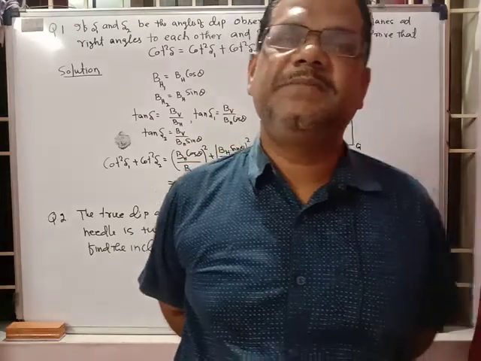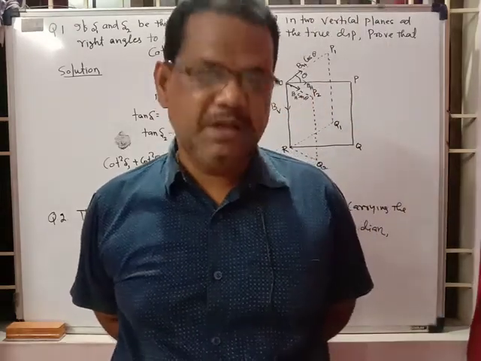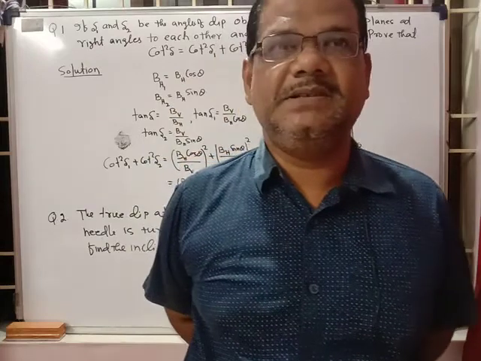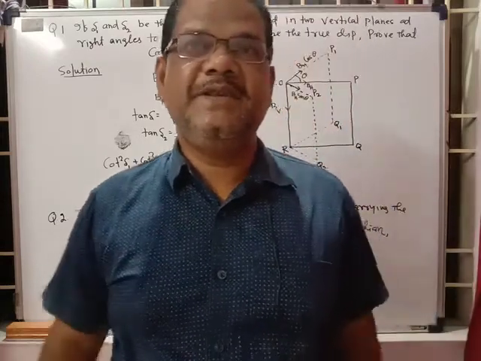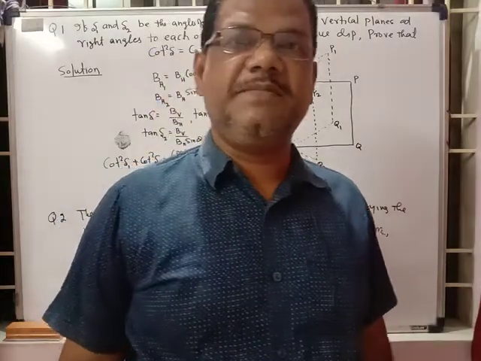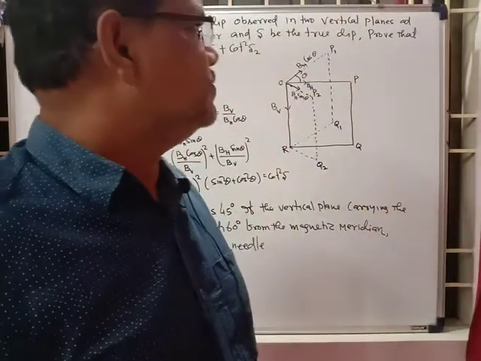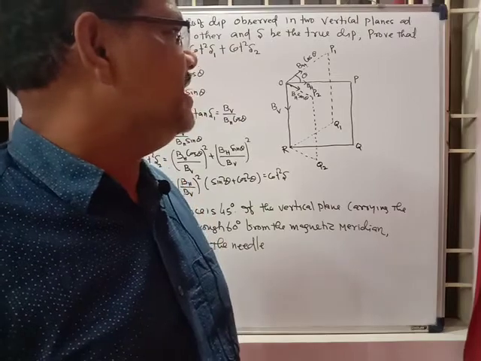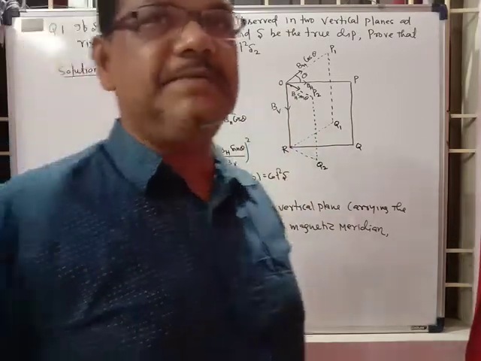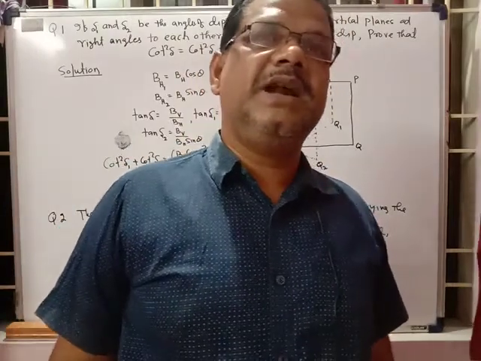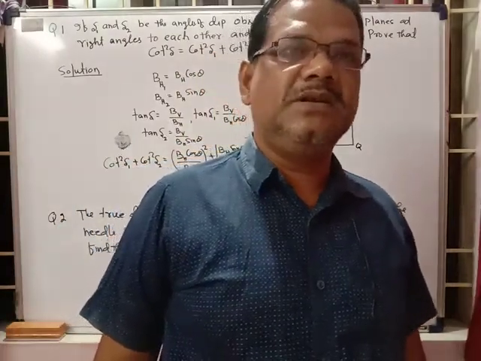Students, in the last video you have already discussed the magnetic elements. With the help of the magnetic elements, we can calculate the magnetic field strength at any point on the surface of the earth. On the basis of those magnetic elements, we have to calculate some questions, some numericals. Before that, I would like to discuss the dip circle.